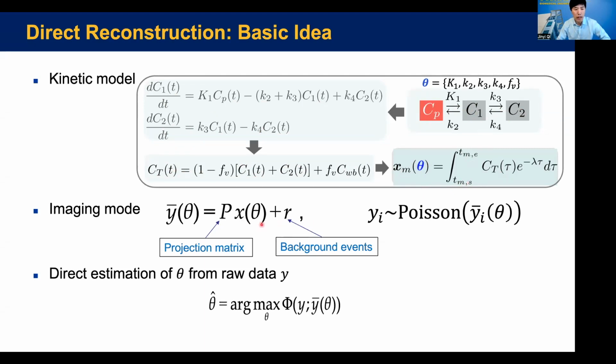We put that X into the imaging model, so Y equals P times X plus R, where P is the projection matrix and R is the background events. Each individual measurement at the detector follows a Poisson distribution. Based on this noise model, we can formulate an objective function based on the likelihood function and some regularization function. We then maximize the objective function with respect to the kinetic parameters to get an estimate of the parametric images. So it's a relatively simple idea.